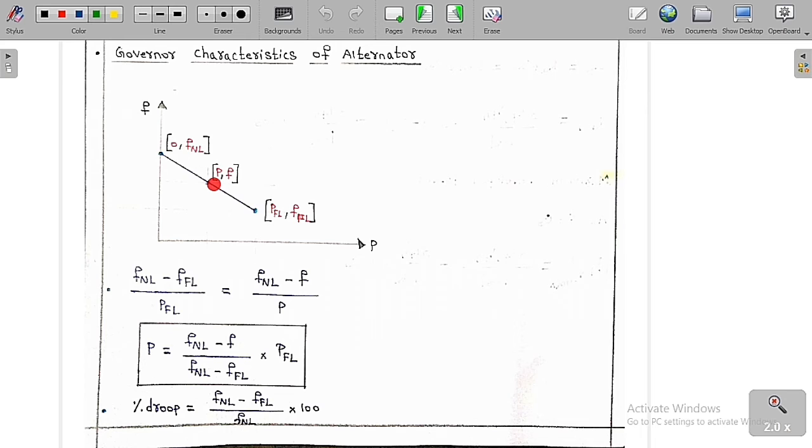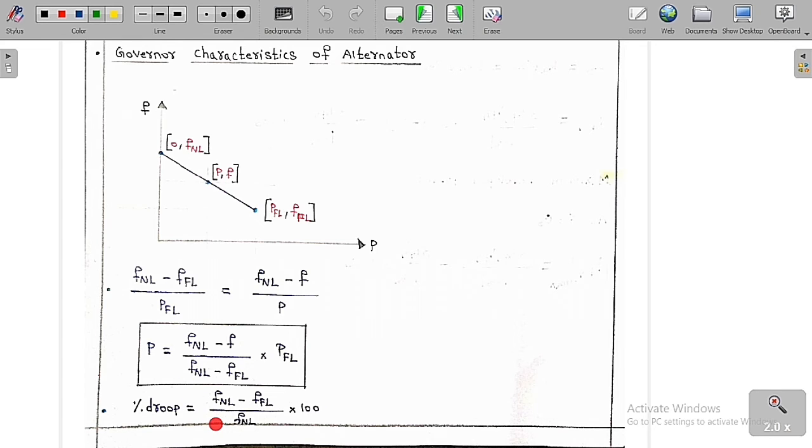Now I want to find the basic equation. I have already told you this is a straight line, so the slope is always equal. This is FNL minus FFL by PFL. This length is FNL minus FFL and this length is PFL. Again, this length is FNL minus F and this is P. So you have to equate the slope of this triangle and the slope of that triangle, both are equal. Therefore I am going to get these two equations, and if you solve this one, we get P is equal to FNL minus F by FNL minus FFL into PFL. By this we can easily figure out, at a particular frequency, what is the power demand.